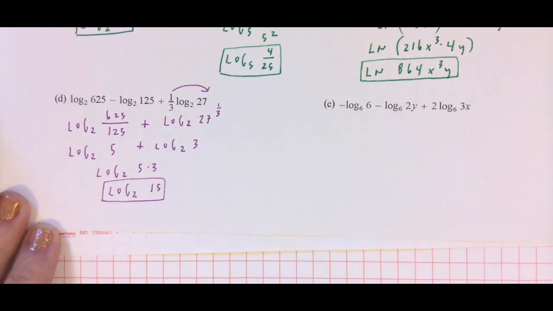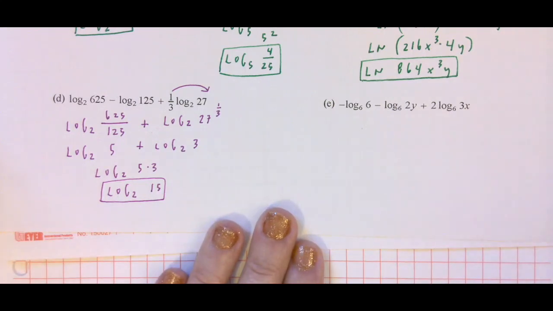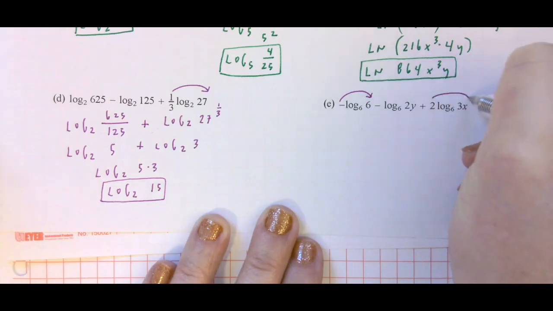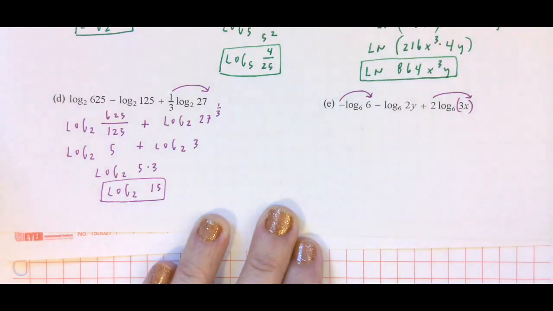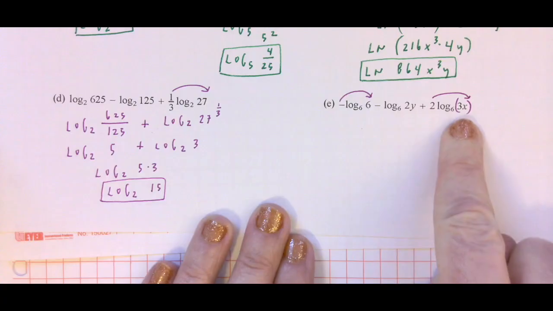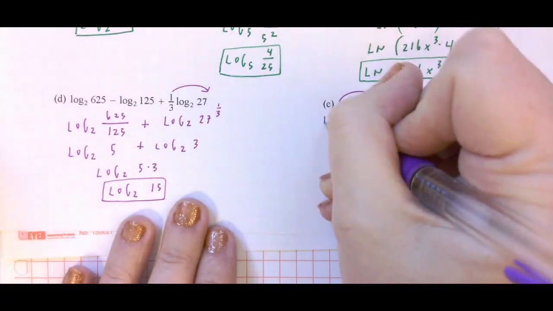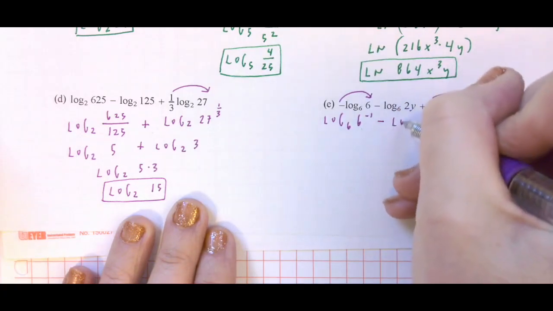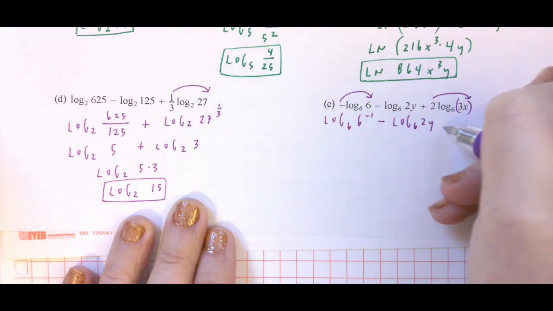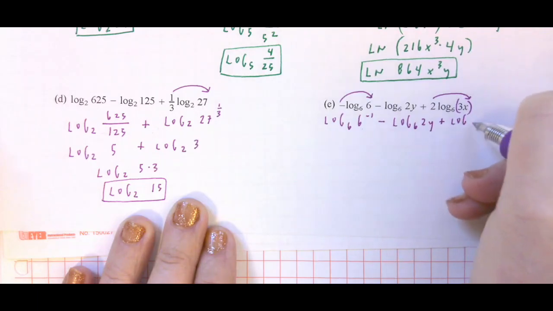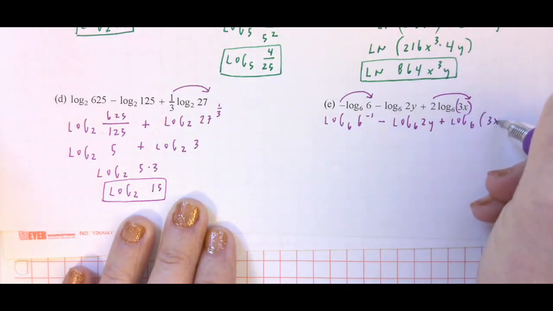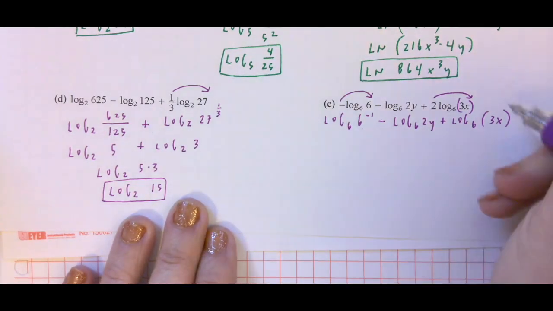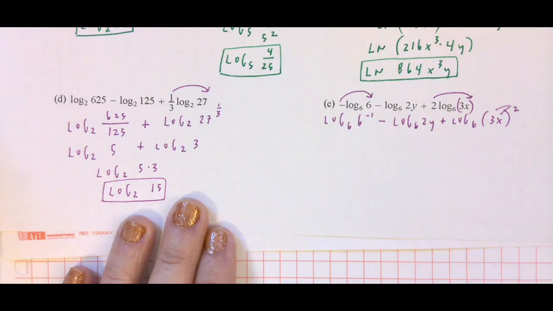All right, one more. So in E here, let's see, I put the -1 back in the exponent position, and same with the 2. Again, that's going to go to the entire argument of 3x. So right now I have log base 6 of 6 to the negative first minus log base 6 of 2y plus log base 6 of 3x quantity squared, like that. So 3x is in parentheses squared. So that exponent goes to both terms right there.